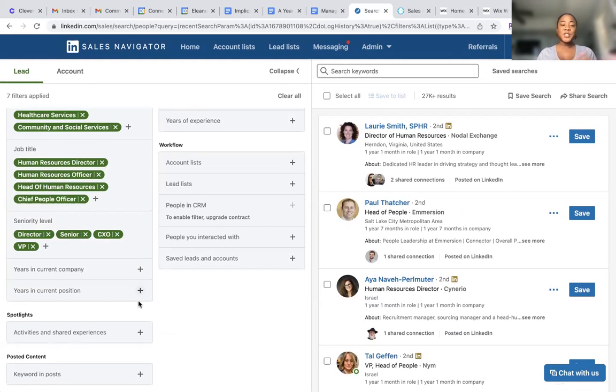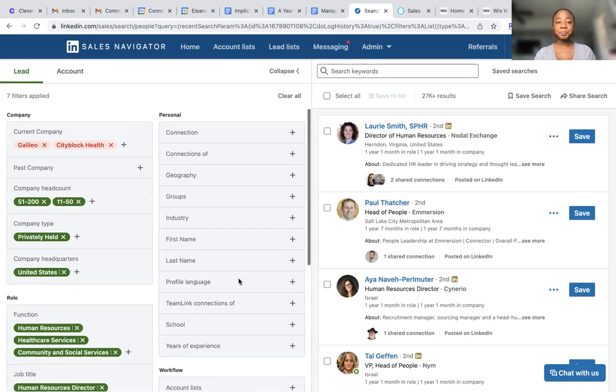Other categories, you can filter by their activities or experiences, keywords that are in their post. Say if I was really looking to meet with people who were talking about diversity, equity, and inclusion, I could put those as keywords and it would search through these people's posts and find me the people who are talking about diversity, equity, and inclusion.